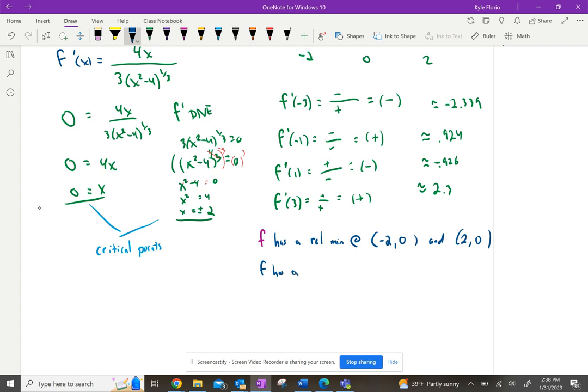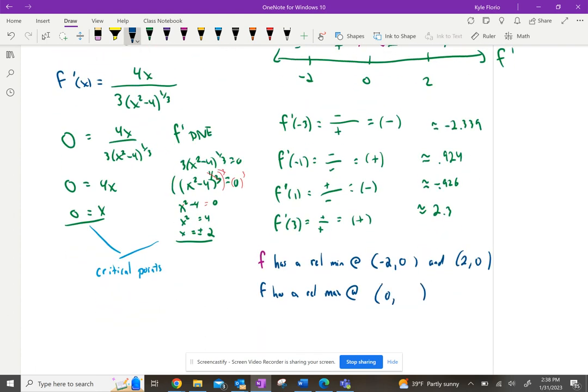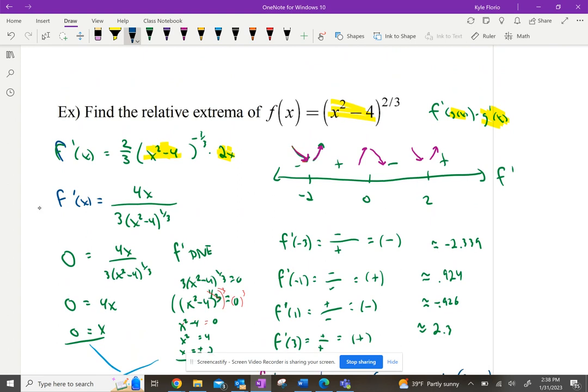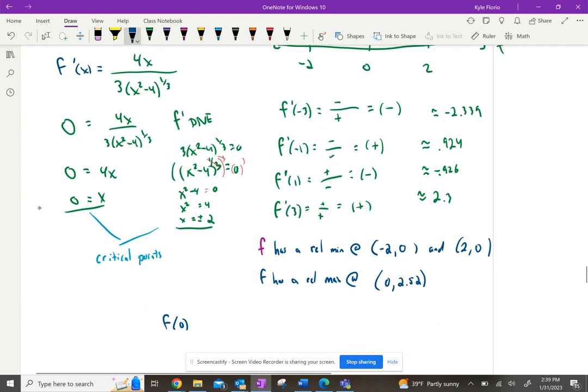Now, f has a relative max when x equals 0, comma. If I plug 0 into this function, I get 0 minus 0 squared is 0. 0 minus 4 is negative 4, and I get negative 4 to the 2/3, which I put in the calculator gives me about 2.52. Okay. So that 2.52, if you plug in 0 into the original function, that's 0 squared minus 4 to the 2/3, which is about 2.52.